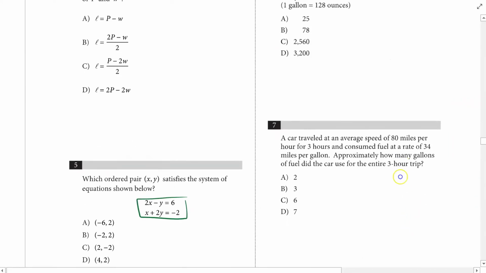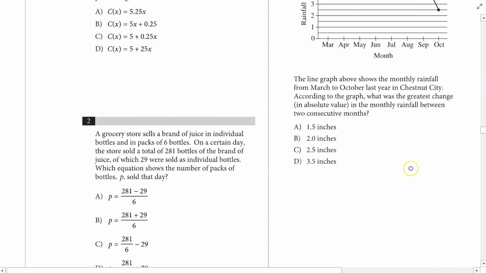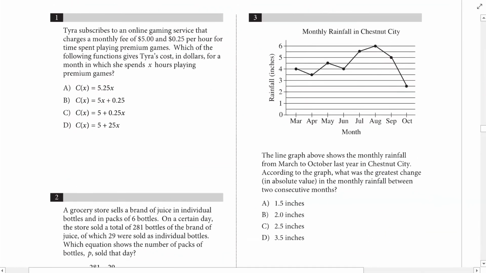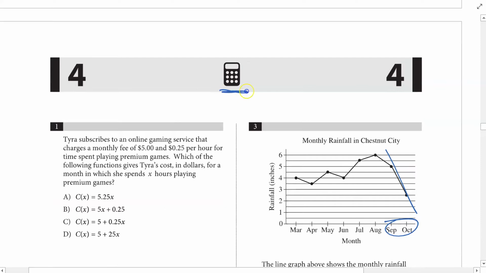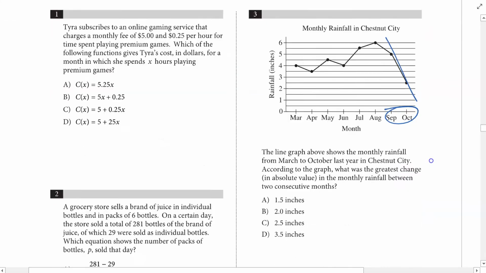Similar to the rainfall example that I think we saw earlier, right up there. It's really just asking, does he understand what slope is? This question says, what's the greatest change in monthly rainfall? So in other words, which line segment has the greatest slope? And so we would say, oh, that's going to be between September and October, and we would calculate that slope accordingly. So a lot of the questions, even though it's a calculator portion, we won't necessarily need a calculator to solve.